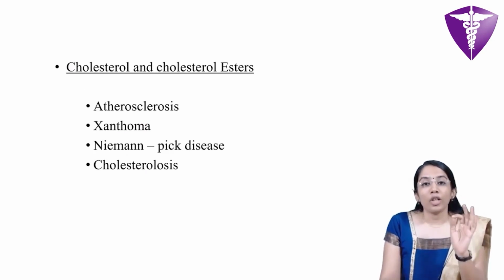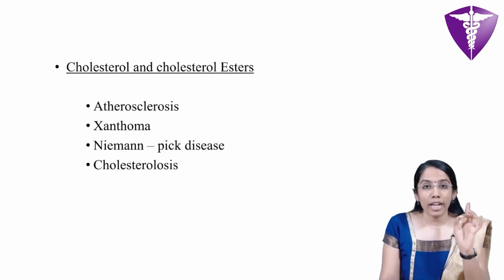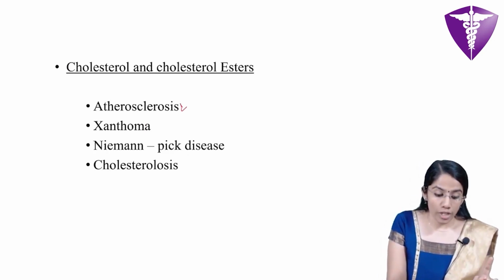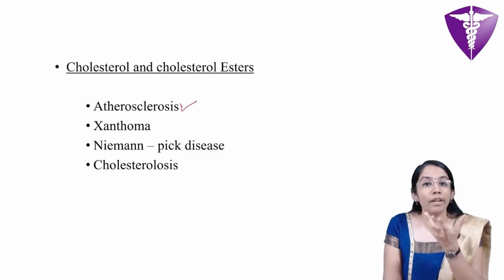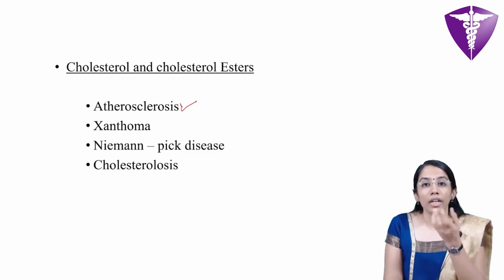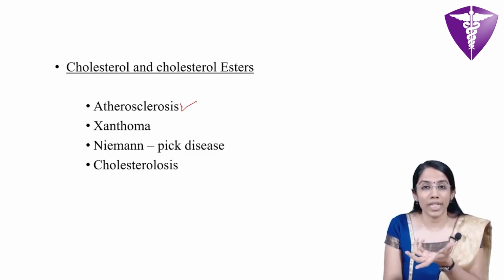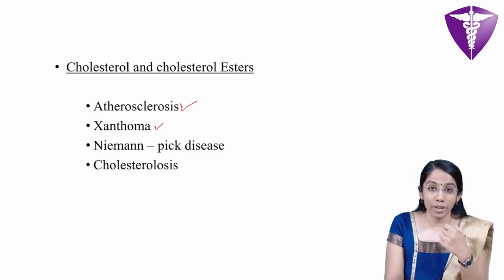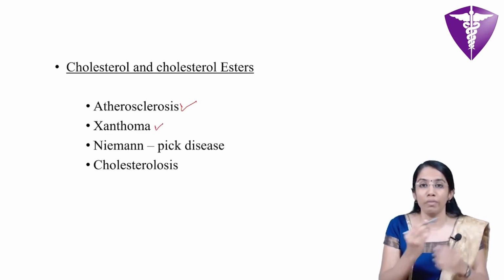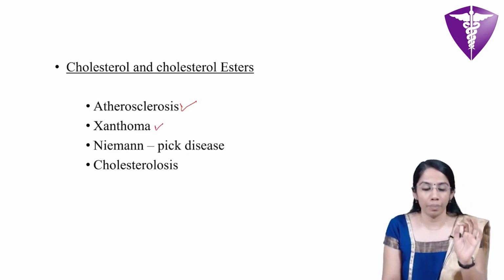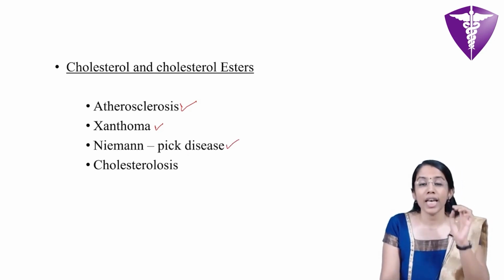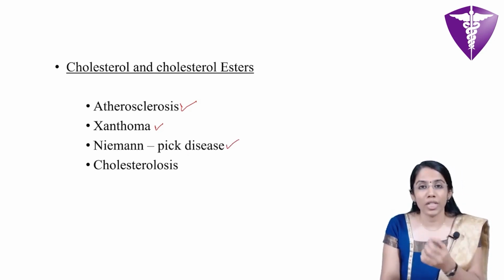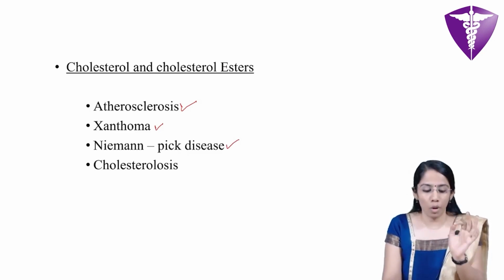Next is cholesterol and cholesterol esters. These can accumulate in the following conditions. One is atherosclerosis, in which cholesterol-laden macrophages are seen in the intima layer of vessels such as the aorta and other large arteries. Apart from that, xanthoma refers to the subcutaneous tissue in which cholesterol-laden macrophages are seen. Niemann-Pick disease is in which cholesterol-laden macrophages are seen in a variety of organs within the body. And the fourth example is cholesterolosis.